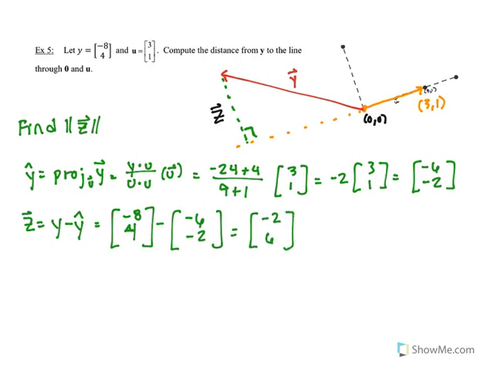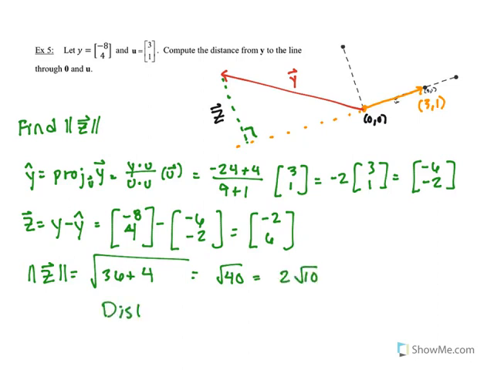So that's z. But I want to find distance, so I'm finding the magnitude of z, which would be the square root of z dotted with itself. 4 plus 36, square root of 40, a little simplifying, 2 square root of 10. Distance is 2 square root of 10.